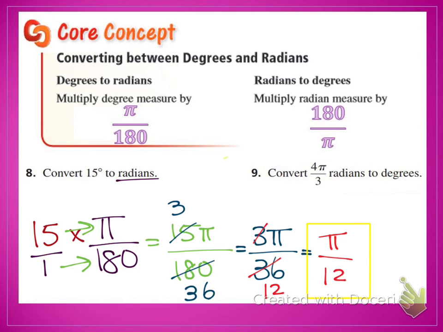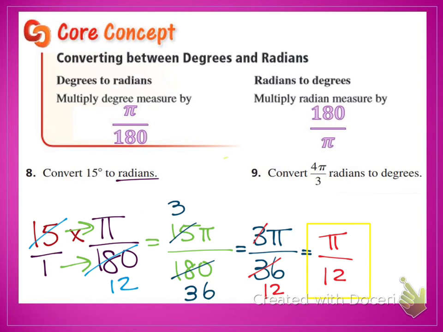You could have cross-canceled at the beginning, but a lot of students struggle with cross-canceling. You just look across, and you see if they are both divisible by something. 15 goes into 180 12 times, so you would have ended up with the same answer. Okay?